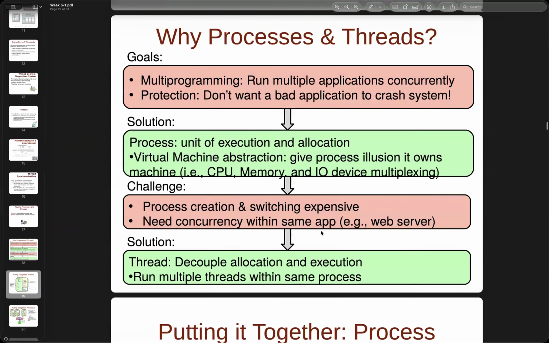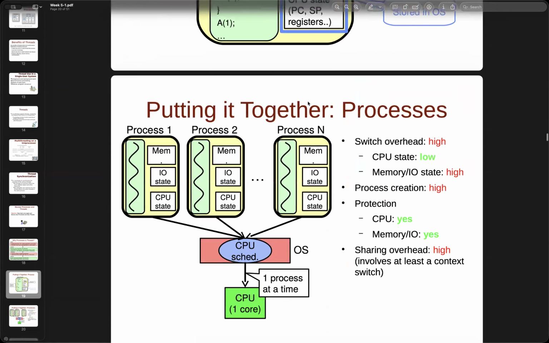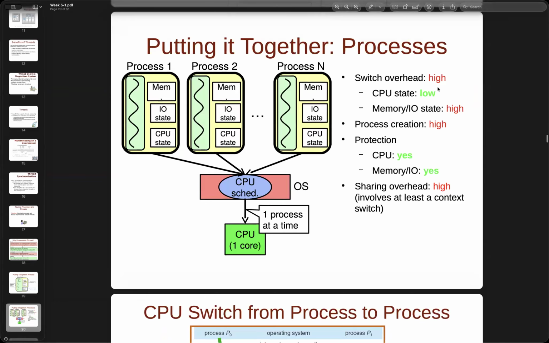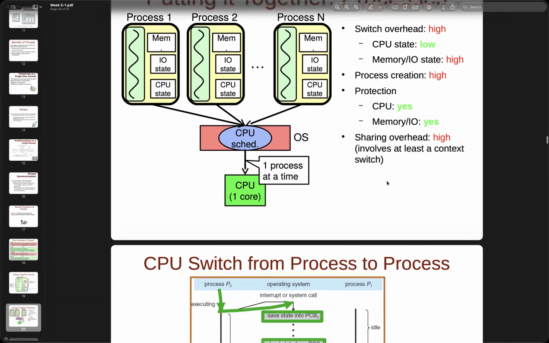Protection: CPU, yes; memory and IO, yes. If you forgot, we talked about how we don't want any bad application to crash the system. So every time we run a process and switch or load, of course we can do protection. But how about sharing overhead? Yes, it's high because of context switching. We keep on switching. So here's the issue.